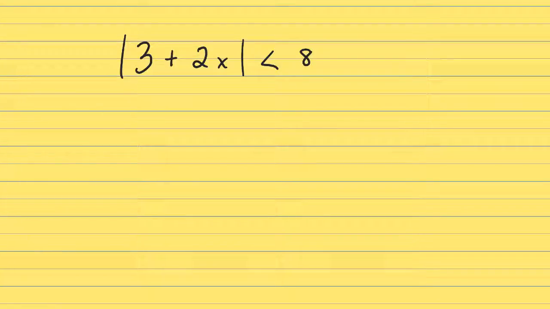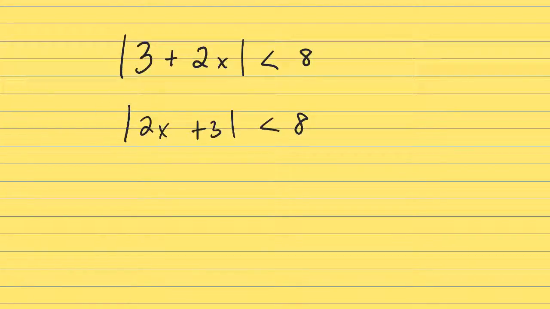So let's take a look at this one. Let's say we have 3 plus 2x inside the absolute value less than 5. Or instead of 5, let's say 8. All right, let's say this is our setup here. So we have 3 plus 2x less than 8. I could start by rearranging the order so I can see this in standard form at least. So I see it as 2x plus 3 less than 8.